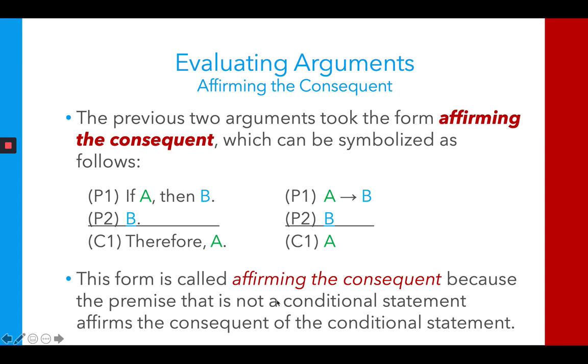So you'll remember from the past, when we've got a conditional, like A arrow B, the first term is called the antecedent, the second term is called the consequent. In an argument like this, we get another premise that says if A then B; it affirms the consequent. It says that consequent is true, but we can't know from that that the antecedent's true. So that argument's invalid.